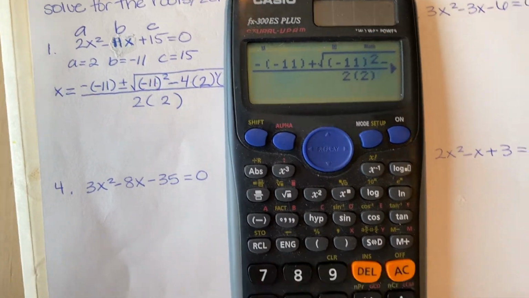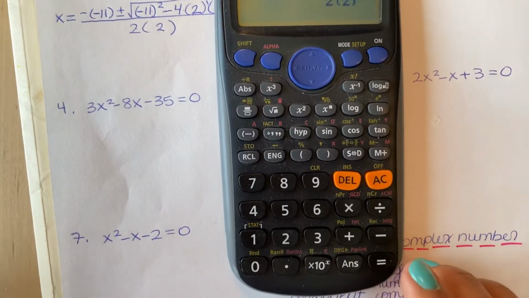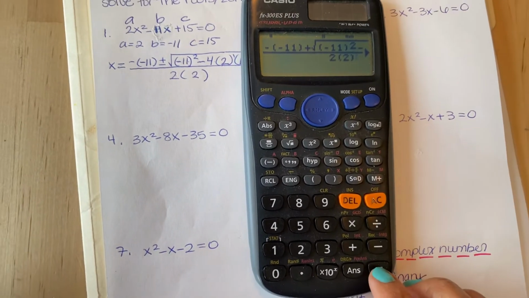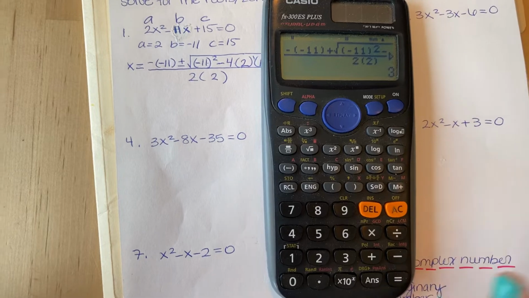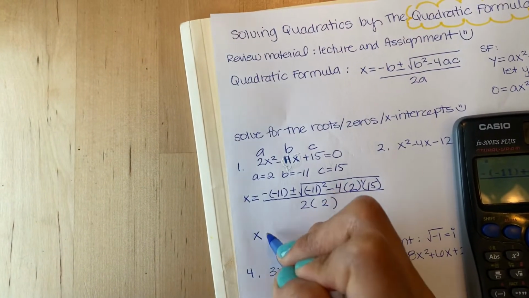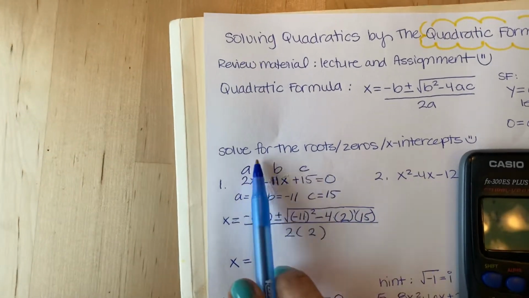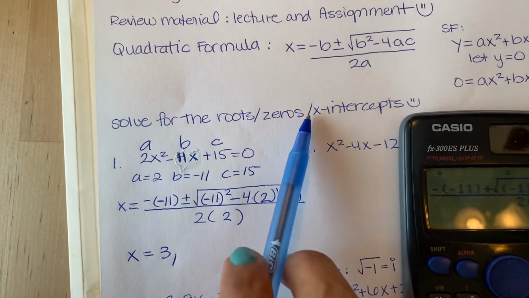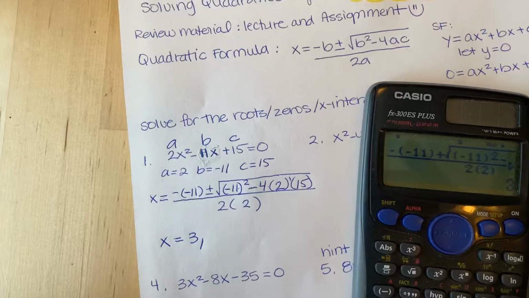Right? Okay, I'm going to hit equal. Hopefully I did this right. Hit equal. Let's pan out. And I get 3, right? Okay, so one of my solutions is 3, right? Remember, solve for the roots, zeros, x-intercepts. Okay, so there's our 3.